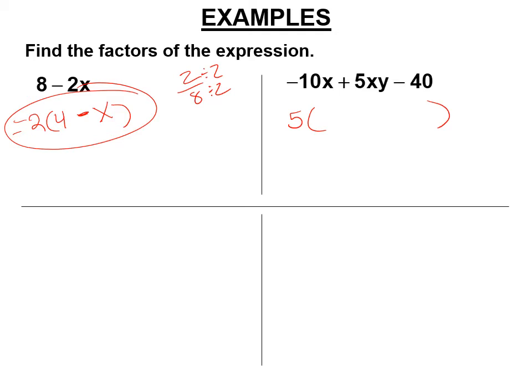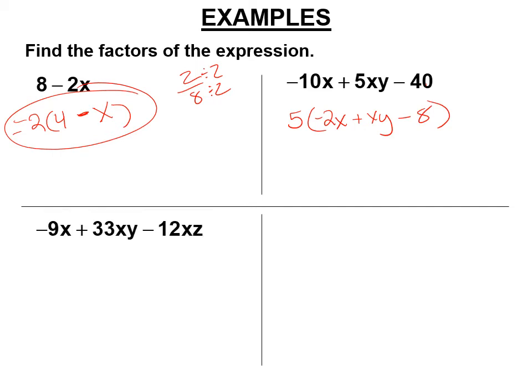And so 5 times what is negative 10x? It's negative 2x. 5 times, oh, do we have an x in all of them? No, we did not. We did not have an x in the last one, so we did not take out an x. 5 times what makes 5xy plus xy? 5 times what makes negative 40? Negative 8. 5 times negative 2x plus xy minus 8.